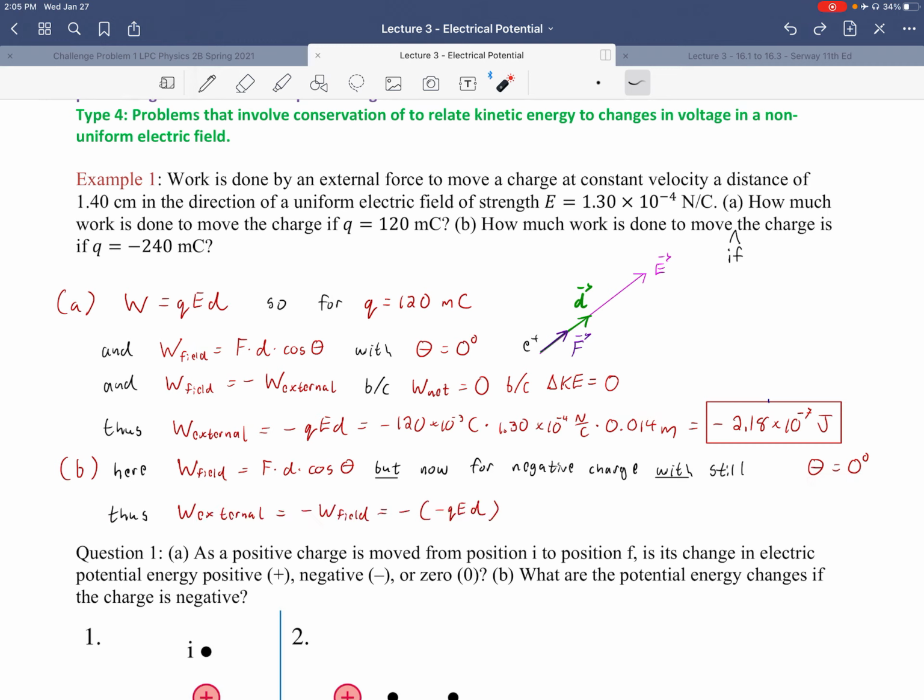Thus, the work done by an external force is equal to the negative of the work done by the field, which is the negative of the negative, right? Because now it's a negative Q, which means, of course, now it's positive work.